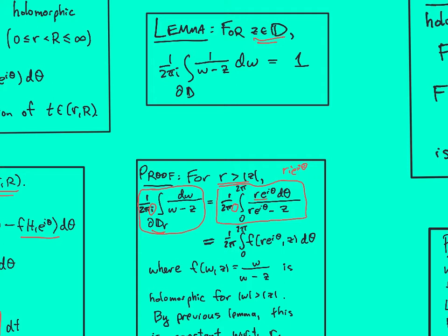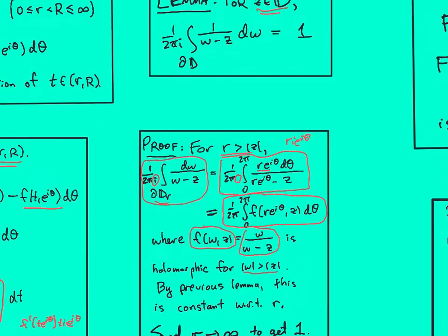And we can view this as integrating a holomorphic function with respect to theta. So it's like this, where little f I've written here is w over w minus z. And this is certainly holomorphic if w is not equal to z, so if the modulus of w is greater than the modulus of z.